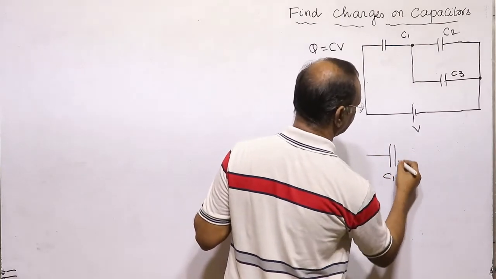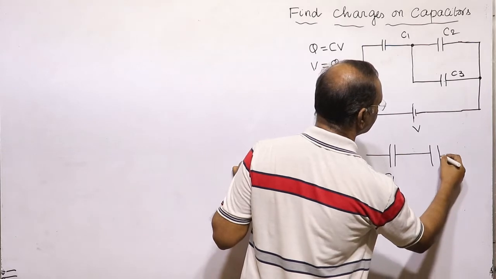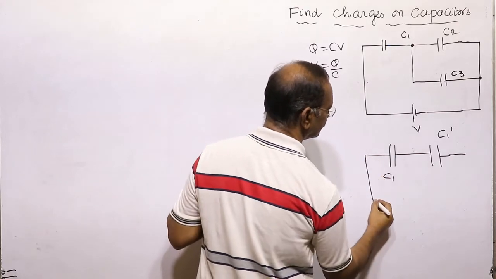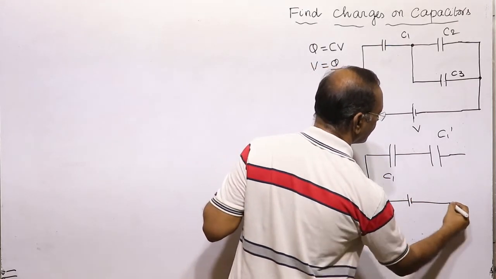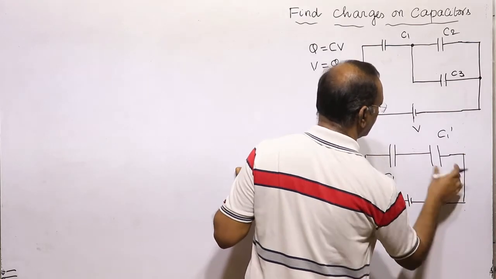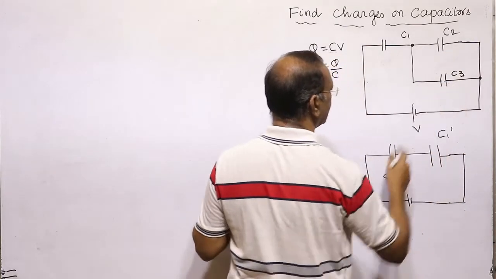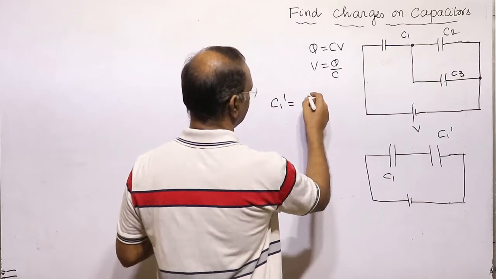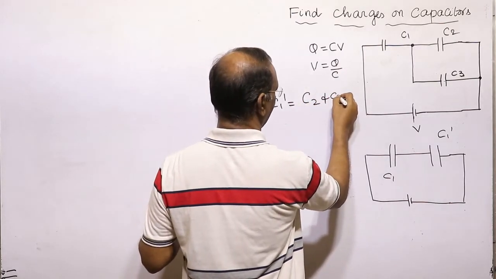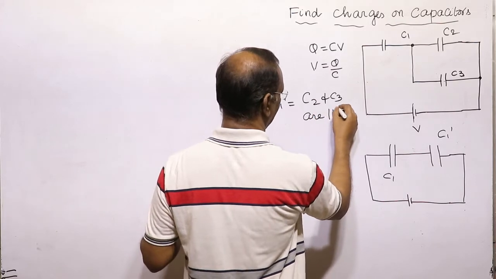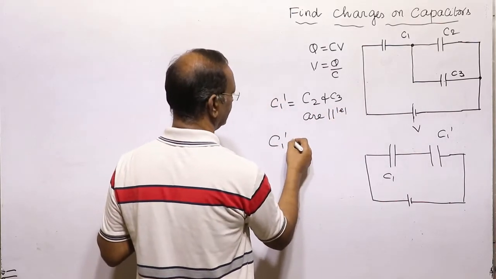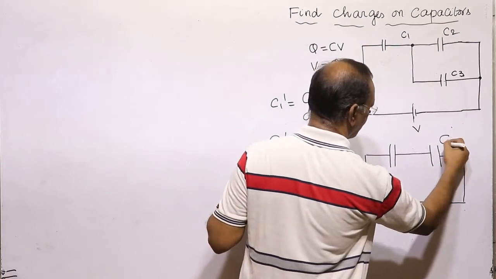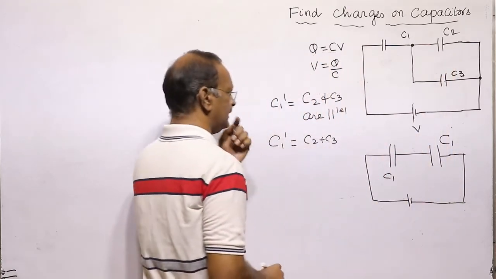This is C1. This we can say C1 dash, and the voltage here. This is equal to these two capacitors in parallel. Therefore, since C2 and C3 are parallel, C1 dash is equal to C2 plus C3. This is C1 dash, equal to these two capacitors in parallel.